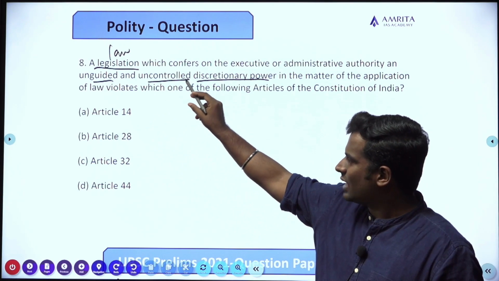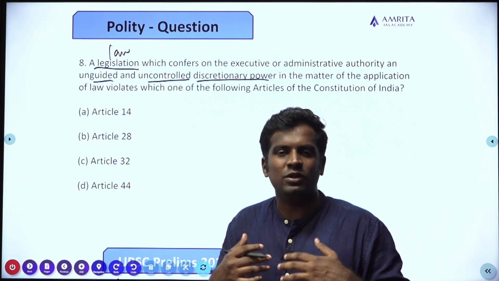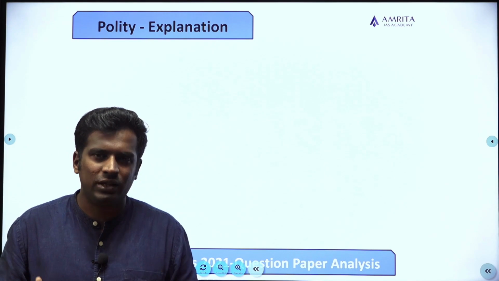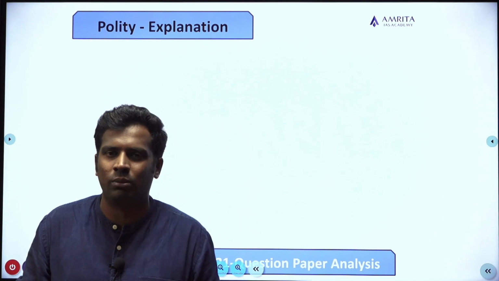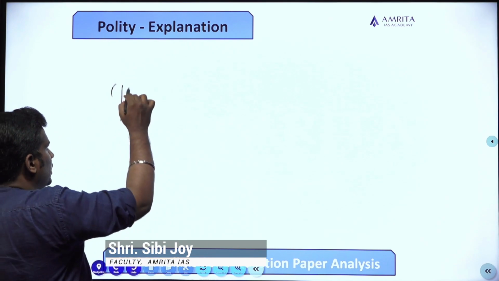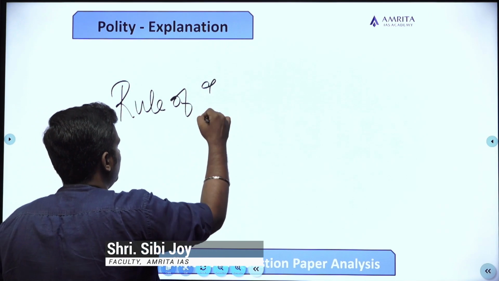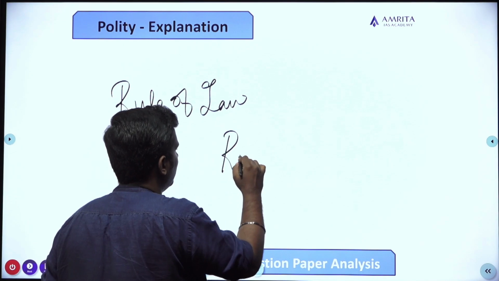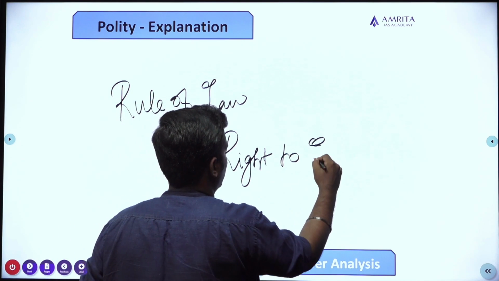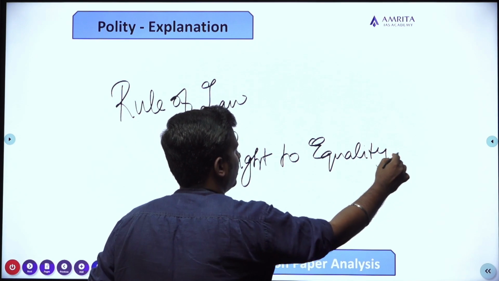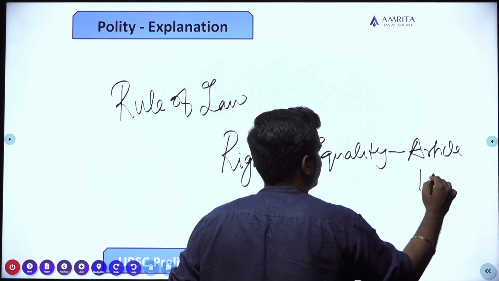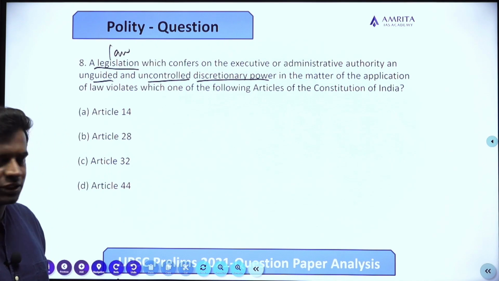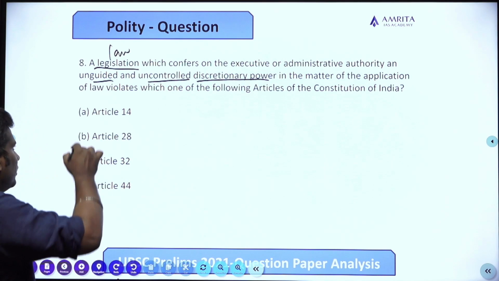So keeping this in mind, this idea where power is given so much that they can have a very biased interpretation. They can decide who comes under this law, who doesn't come under this law. A very unguided thing goes against the basic concept of rule of law. Rule of law comes under, specifically, Article 14. Specifically Article 14. So this is a basic fundamental question. It is talking about rule of law. Article 14, right to equality.